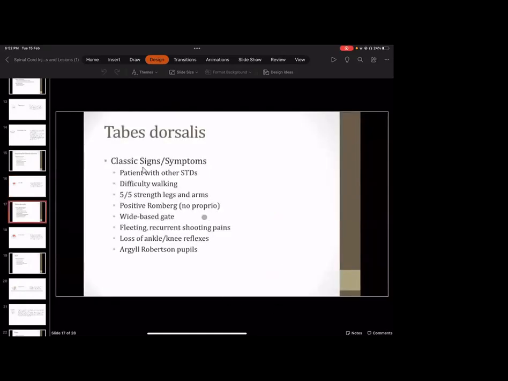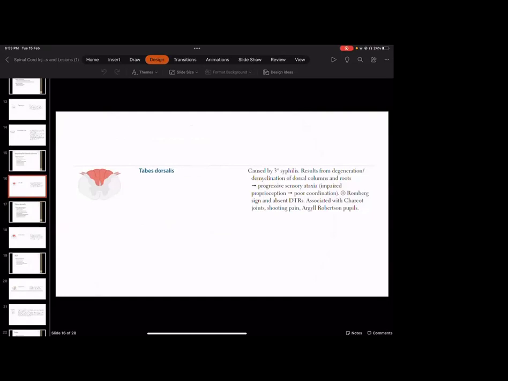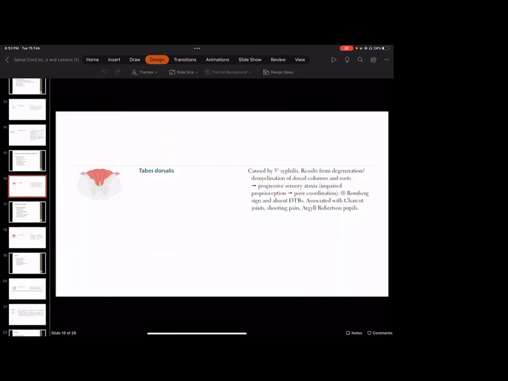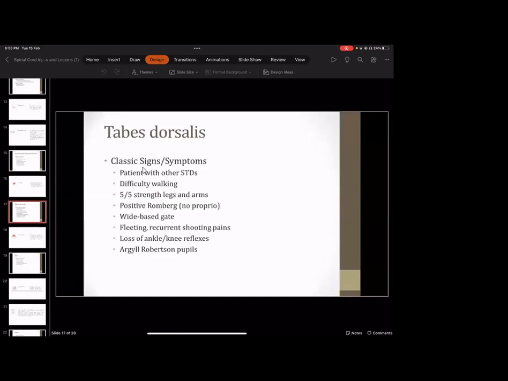So the patient classically has STDs and whatnot, might even have HIV. And he finds difficulty walking. He'll have 5 out of 5 strength in his legs and arms. He's positive Romberg, as I said. Wide-based gait, again, because he has no proprioception. Fleeting, recurrent shooting pains. This is because of the associated symptoms: you have Charcot joints and shooting pains. Again, this presents with this disease. Loss of ankle and knee reflexes because it's affecting the dorsal roots. And you have Argyll-Robertson pupils.